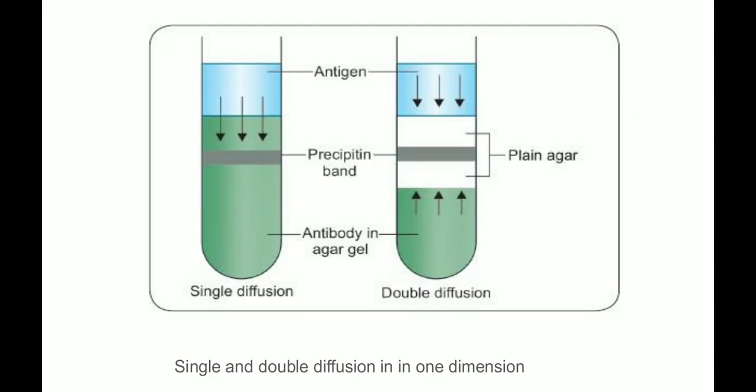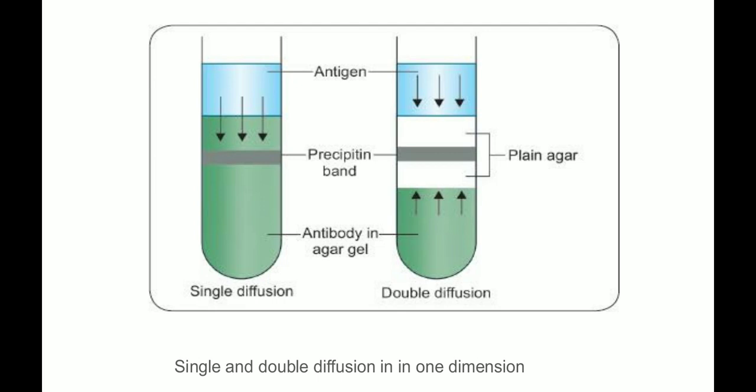First one is single diffusion in one dimension. As the name indicates, single diffusion means only antigen is moving. So you can see antigen, the bluish one, is here. Now it's moving downward, so it's moving in a single direction. So it's one-dimensional and only antigen is moving, so it's a single diffusion. So it's an example of single diffusion in one direction. And you can see the antibodies embedded in the agarose. And now antigen moves and it forms a precipitation band over here. You can see.